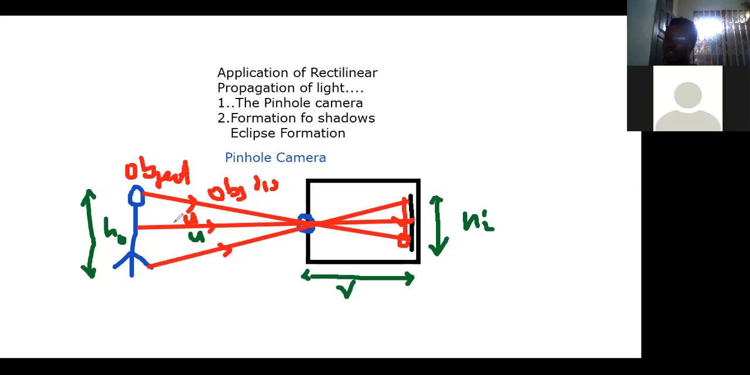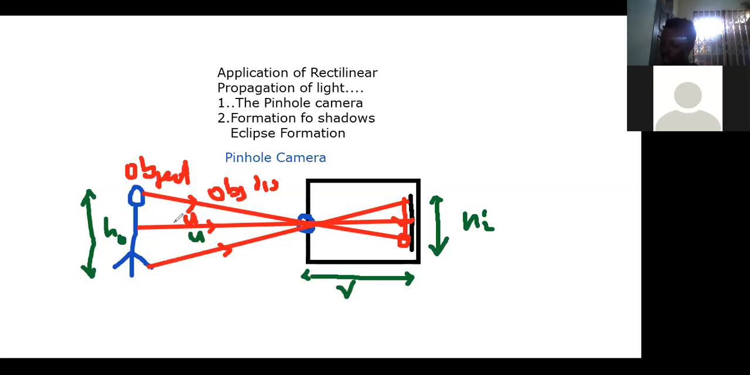When the pinhole is very small, it gives you a good, sharp image formation. Now when it is very big, it becomes blurred. It becomes bright but blurred, and so that is it.